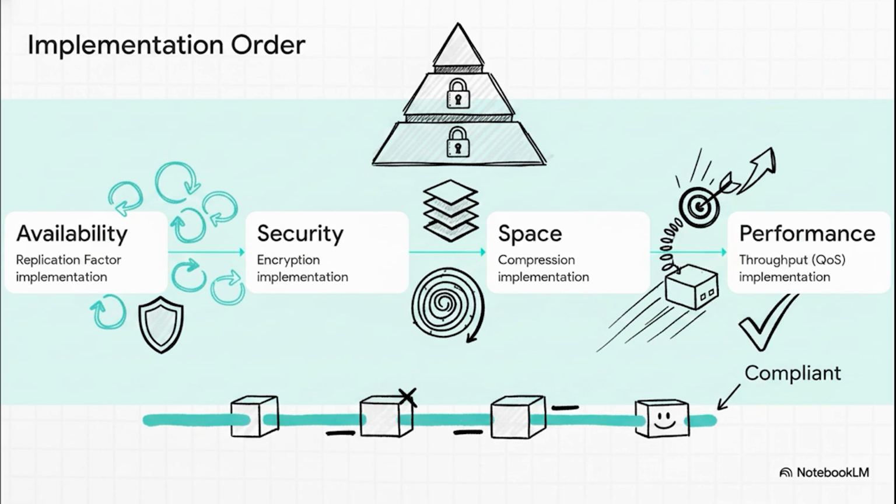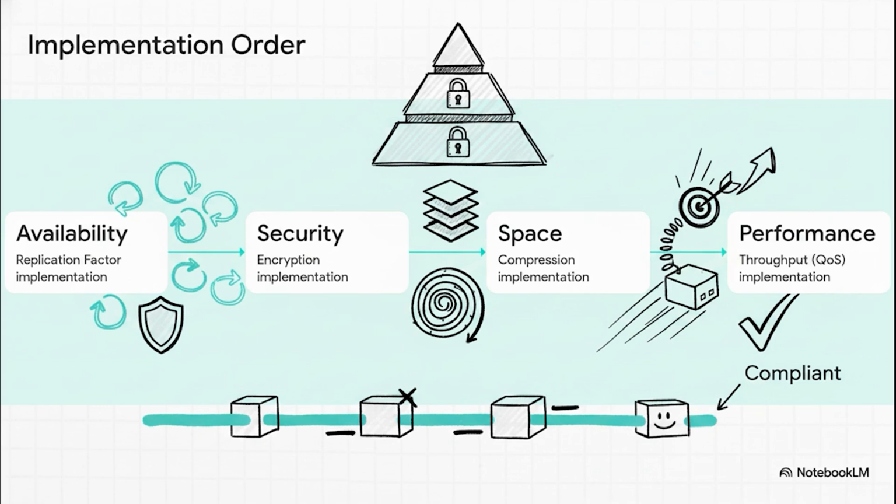First and foremost is replication factor, which guarantees your base data availability. Frankly, if your data isn't available, absolutely nothing else matters, right? Second is encryption, locking that data down. Third is compression, optimizing your space. And finally, throughput, which dictates performance. The system literally transforms the data sequentially down this specific list.